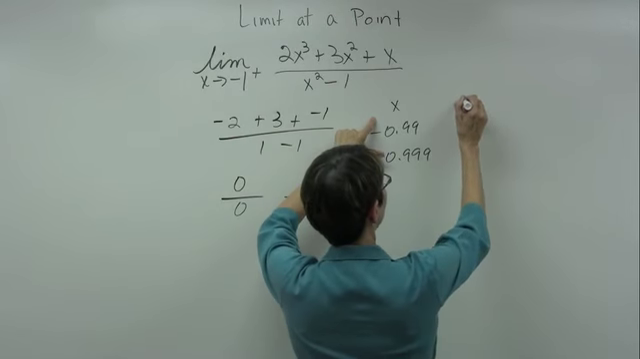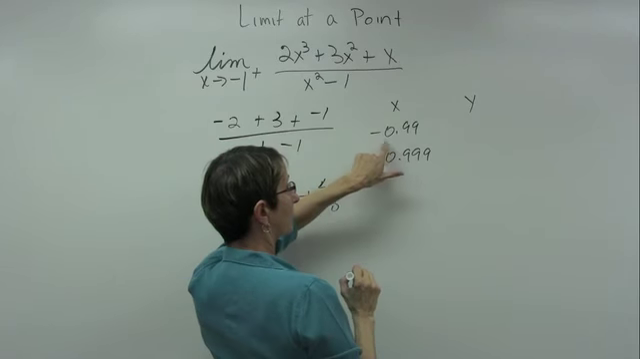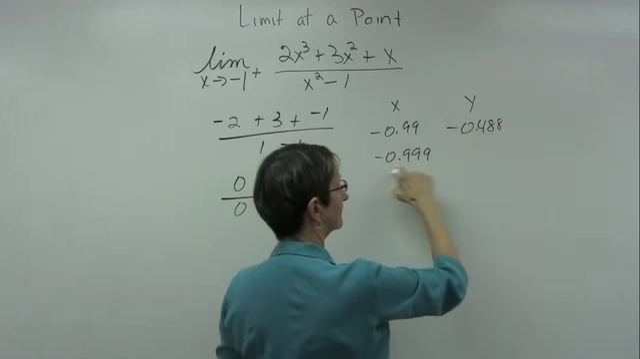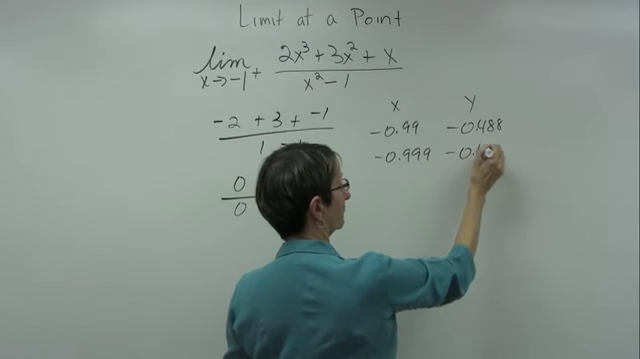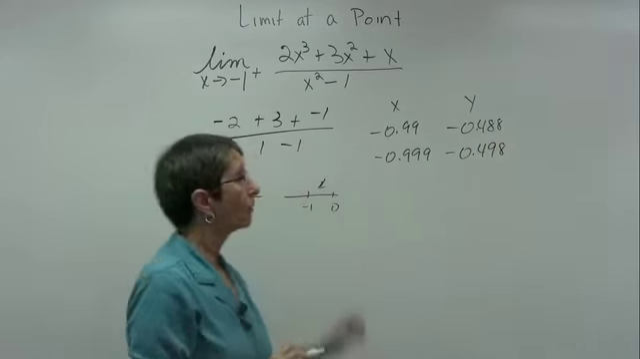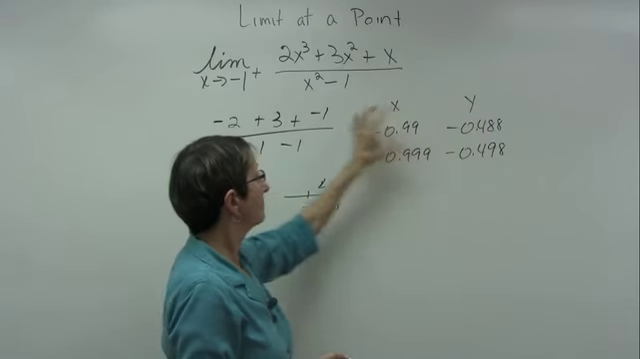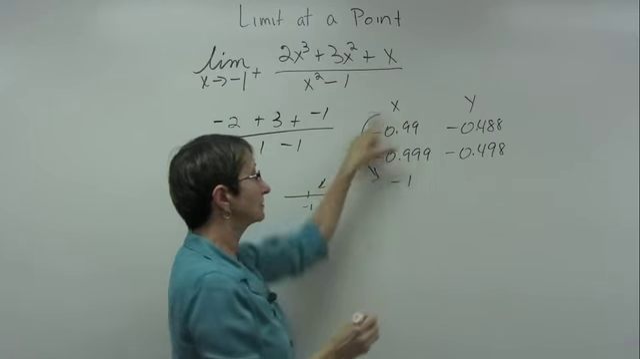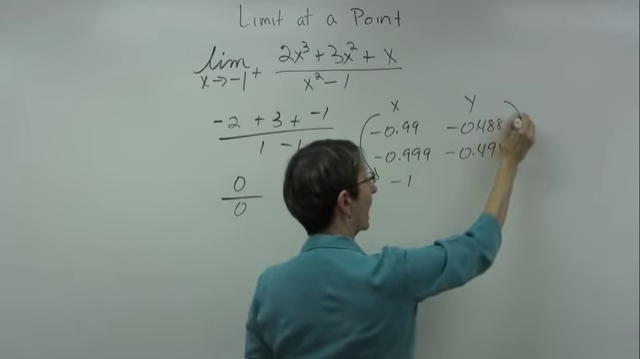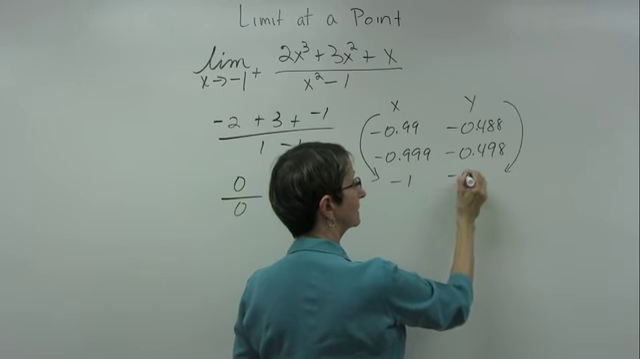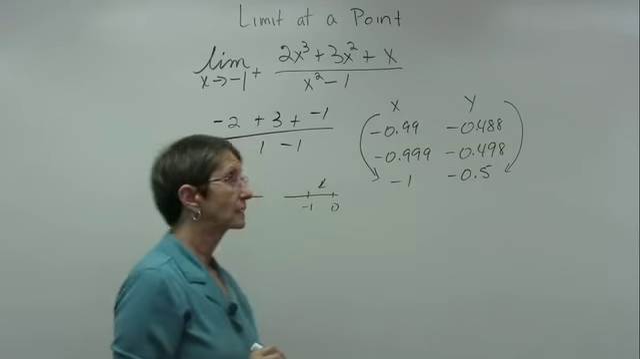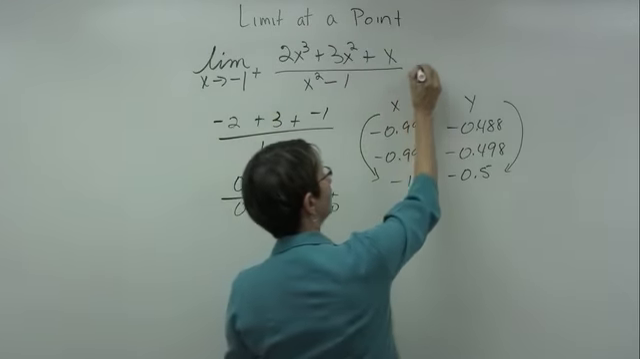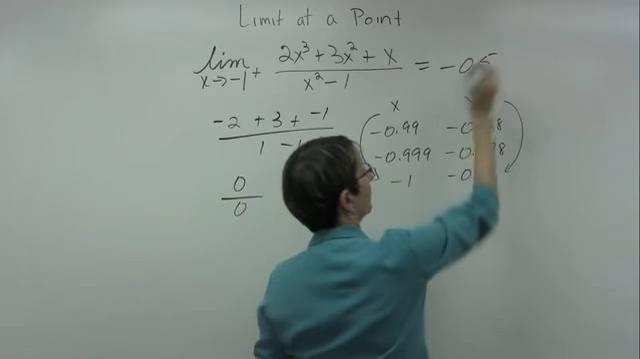So the y values that I will get if I plug in -0.99, -0.488, -0.498. Well, if I just look at those values, my x here is approaching -1, and it looks like y is approaching -0.5. So it looks to me like the limit as x approaches -1 on the right is equal to -0.5.